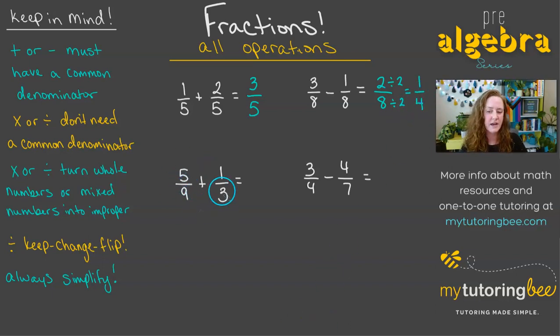All right, let's look at our next addition problem. We see that we do not have common denominators for this one, so we want to choose a number that both 9 and 3 can go into evenly. So both 9 and 3 can go into 9 evenly. And I do have another video on finding the greatest common factor and lowest common multiple. Lowest common multiple would be what we just found here. 9 is the lowest multiple that both 9 and 3 have in common.